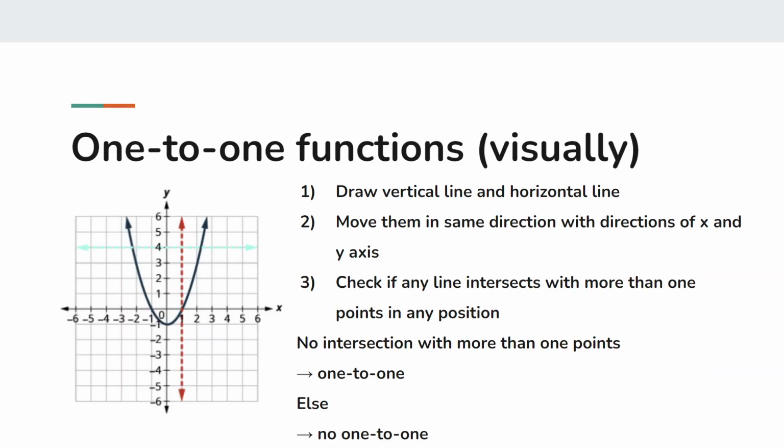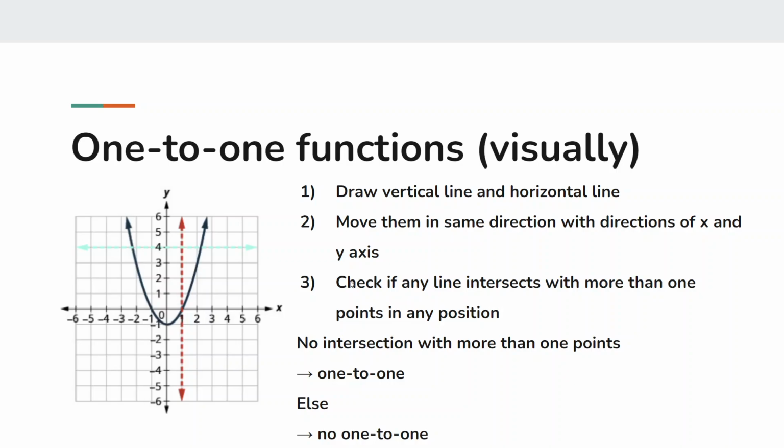To check whether a function is one-to-one or not, we can also use a visual method. Let's follow the procedure and apply this to our quadratic equation. First, we draw a vertical line and a horizontal line. Here we have a blue horizontal and a red vertical line, and we move them in the direction of the y axis and x axis. So this blue line we can move in the direction of the y axis, and this red line we can move in the direction of the x axis.